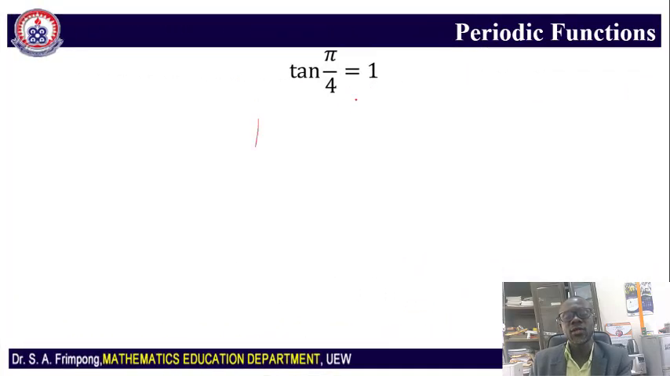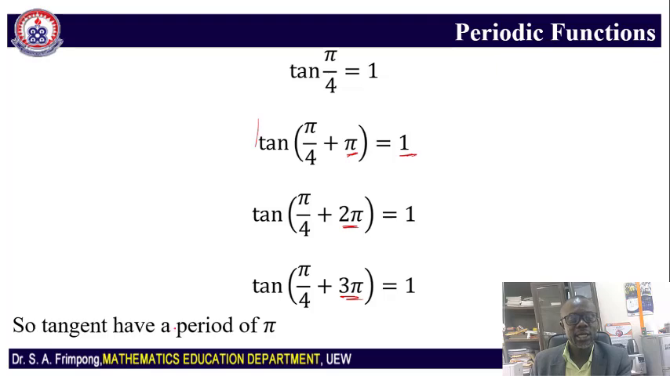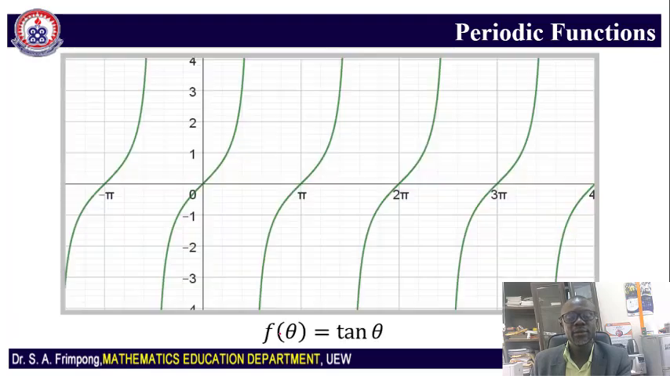Tangent, tan pi on 4 is 1. And if you add pi to pi on 4, you get the same 1. If you add 2 pi, you get the same 1. If you add 3 pi, you get the same 1. So you can see that tangent has a period of pi. And if you pick the graph, you can see that from here to here, it repeats itself. From here to here, it repeats itself. So tangent has a period of pi.